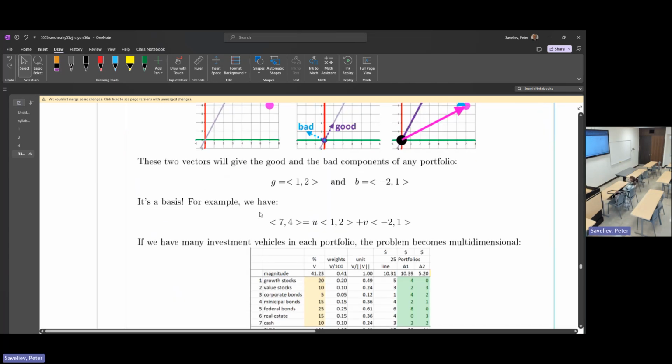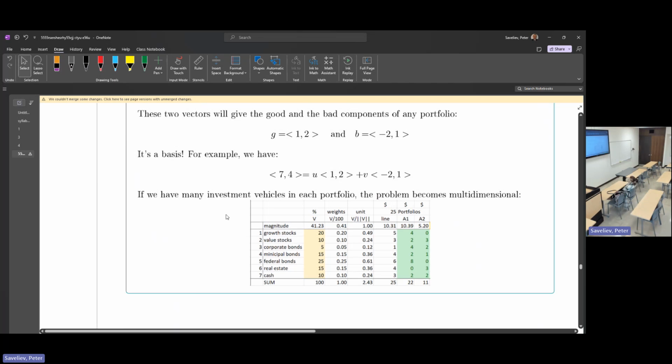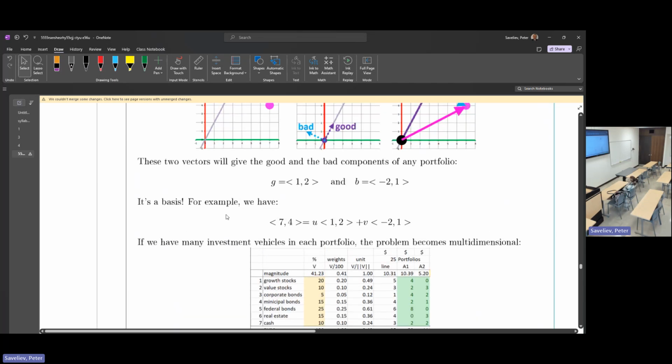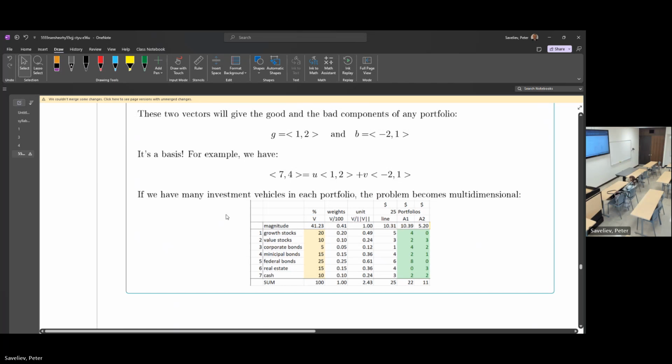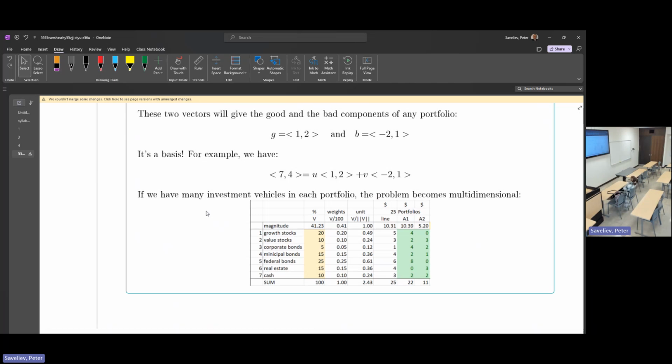Naturally, in high dimensions it's still the same story. Once again, you have a particular combination of stocks, bonds, whatever is suggested. It is a particular set of weights. That's literally how investment advice frequently comes to you: this percentage of growth stocks, this much value stocks, 5%, corporate bonds, 3%. That's how the advice frequently comes.